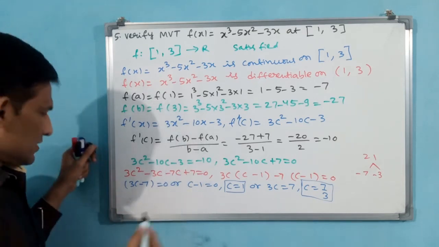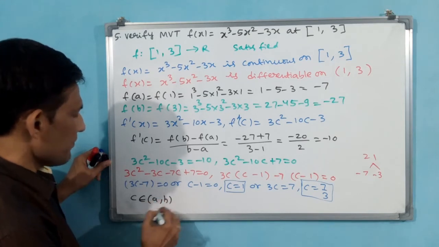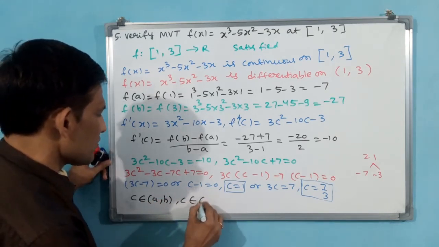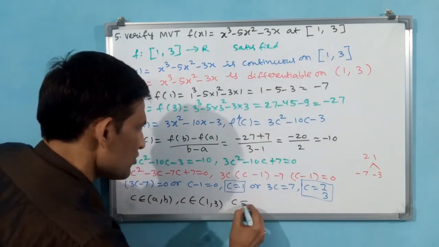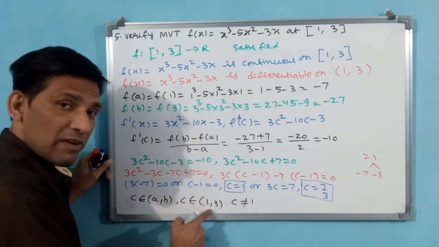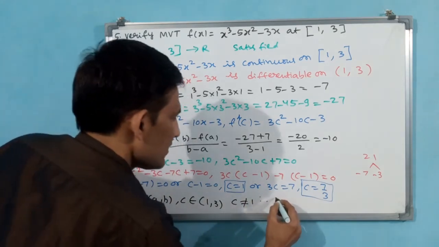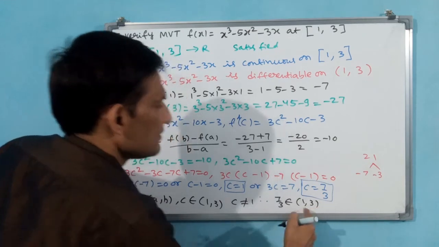But what is the condition? C condition is like that. C should belong to the open interval a, b. That means c should belong to 1, comma 3. That means c should not be equal to 1. C should be greater than 1 and less than 3. Therefore, 7 by 3 belongs to 1, comma 3.